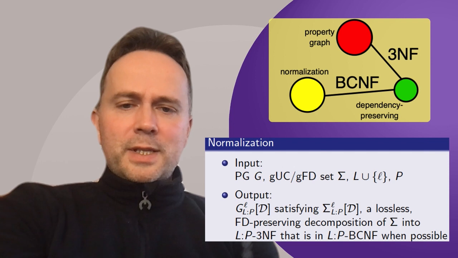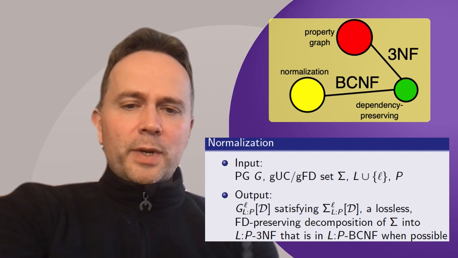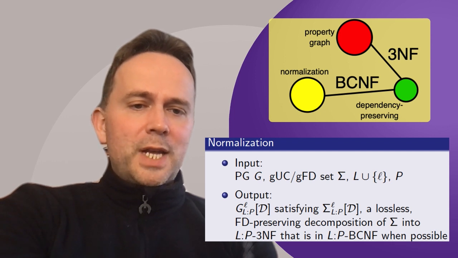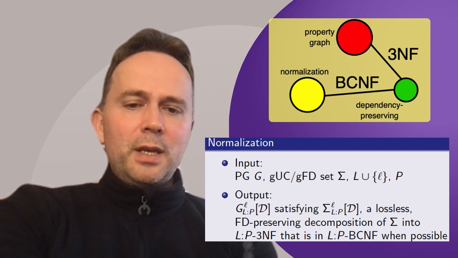In terms of normalization, we are given a property graph G that satisfies a set of graph-tailored uniqueness constraints and functional dependencies. Now we would like to normalize this with respect to a given set of labels L and a given set of properties P. And this is what we're achieving in the output.